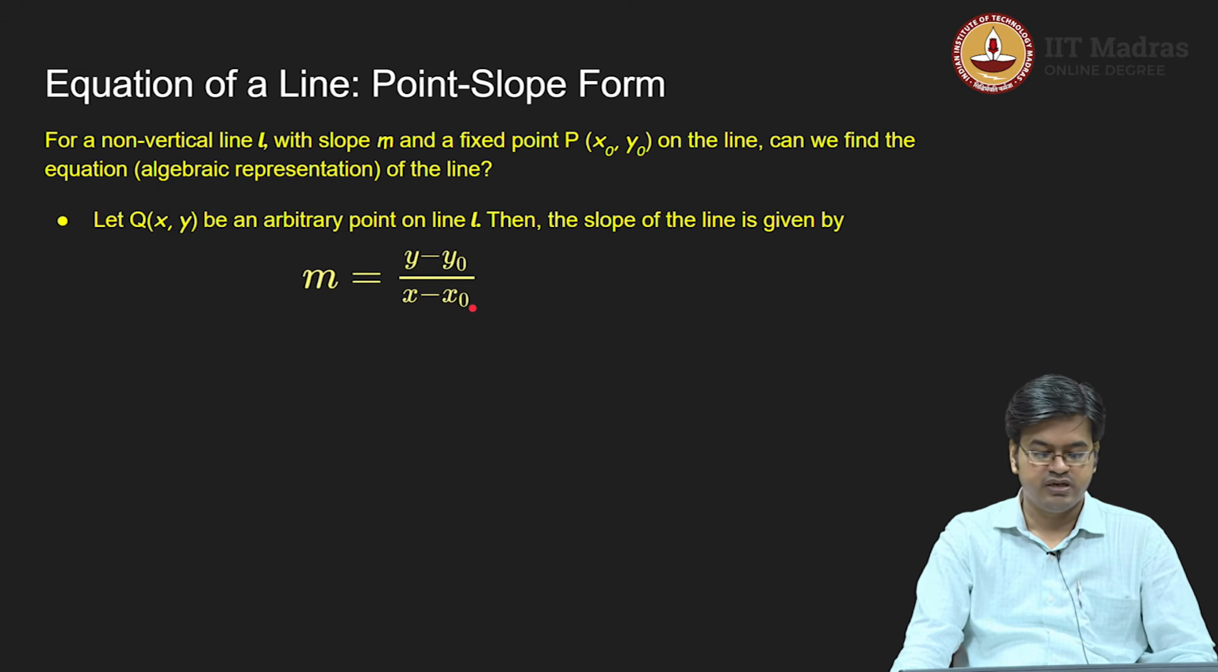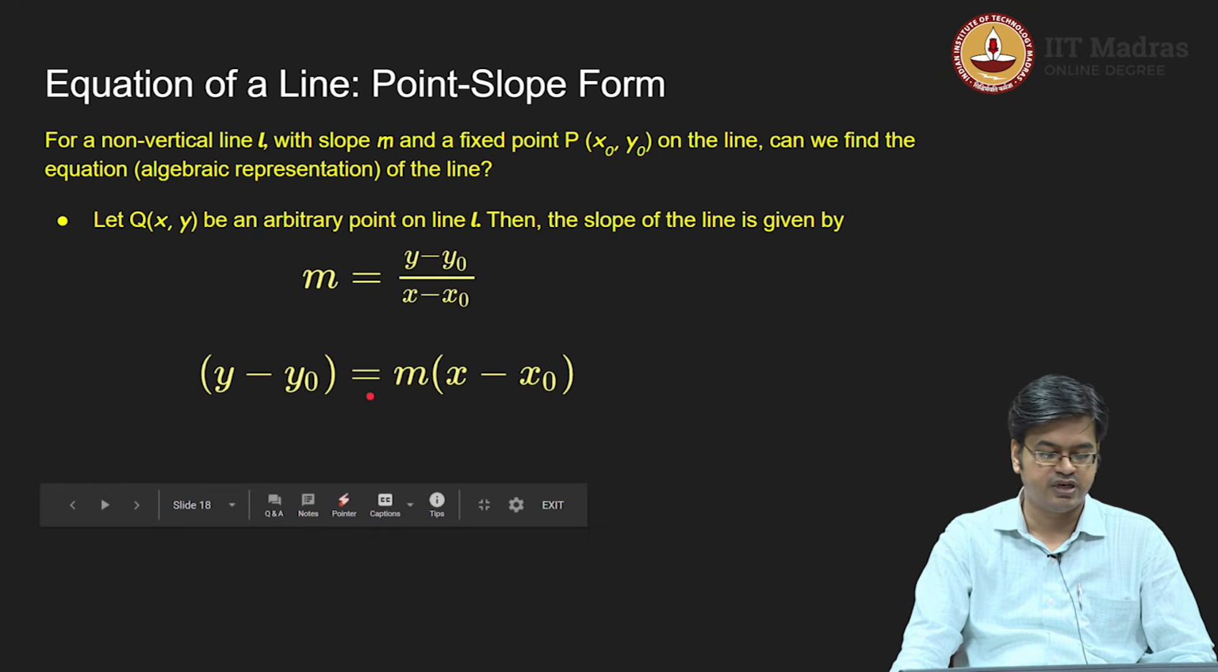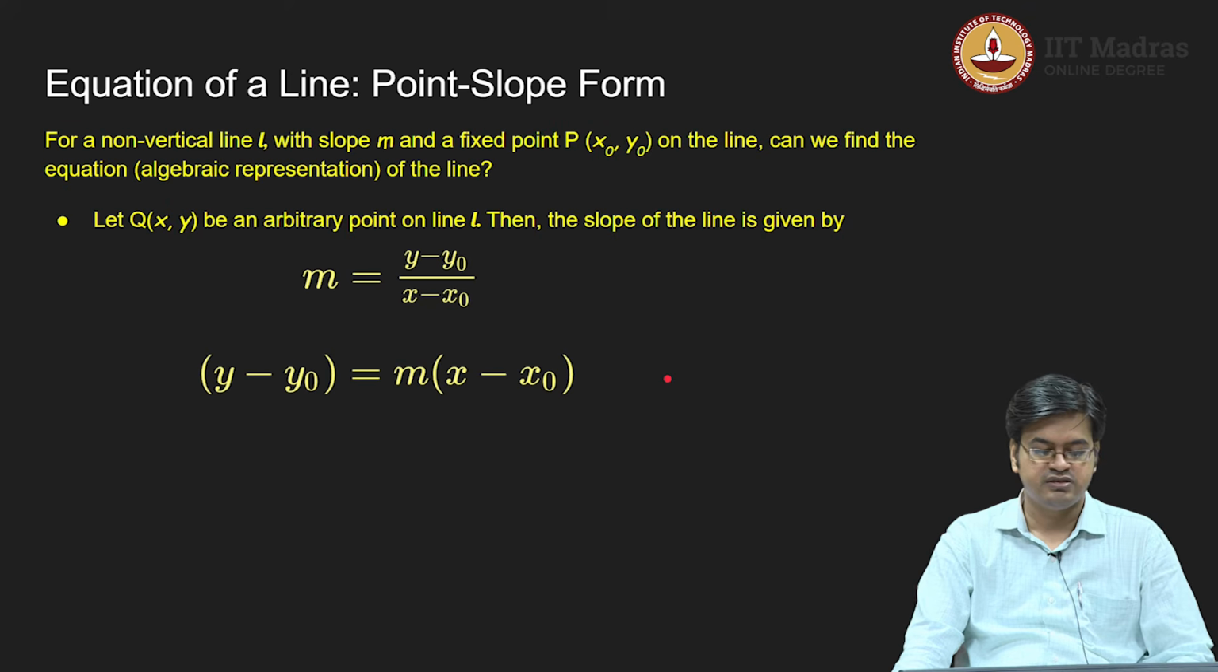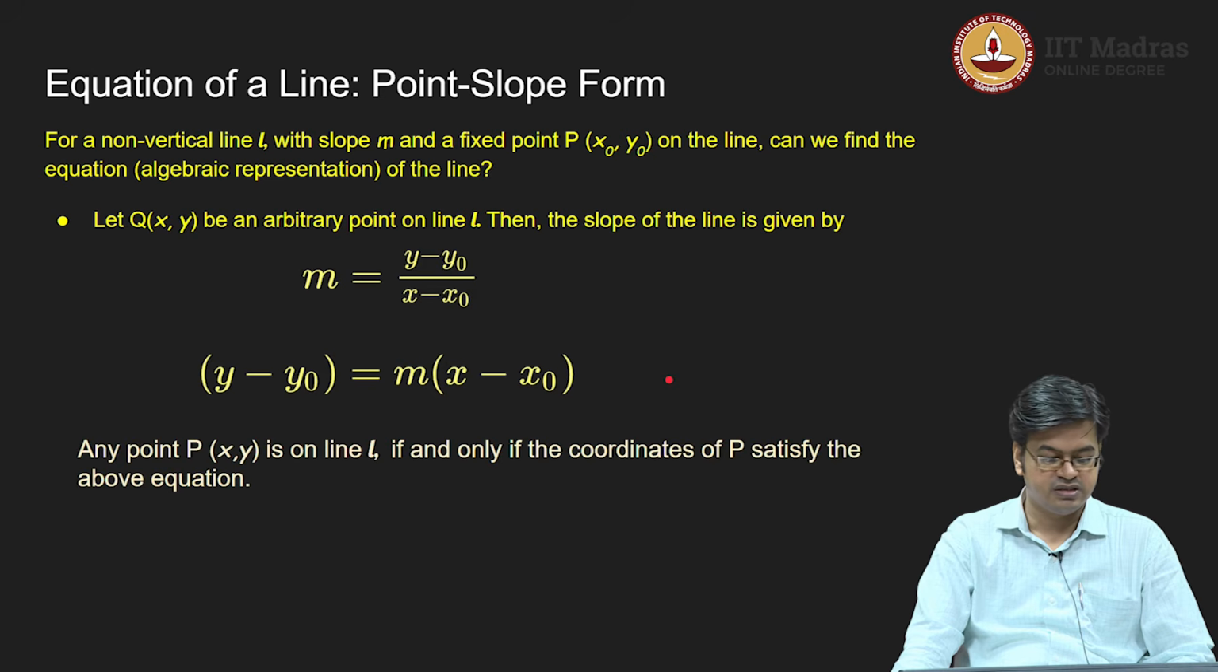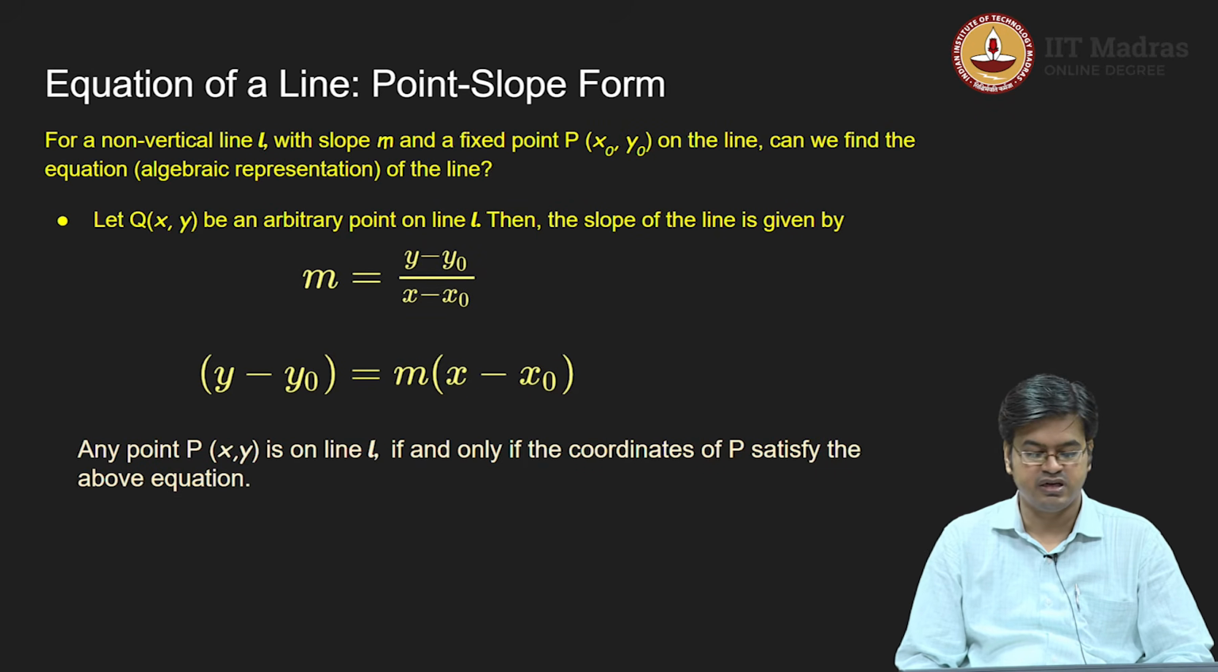So how will I find the condition on x and y? Just cross multiply this x minus x naught, or multiply throughout by x minus x naught, you will get an expression which is y minus y naught equal to m into x minus x naught. This condition uniquely identifies my line. There cannot be any other line satisfying this condition. So therefore, any point that lies on this particular line, that is P(x, y), it must satisfy the condition that is given here.